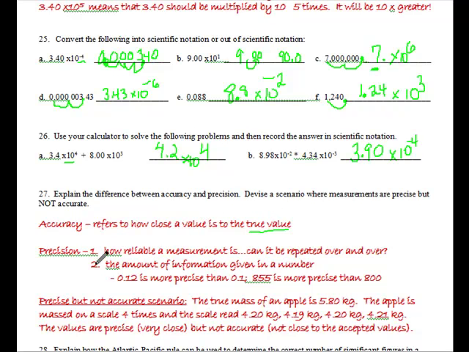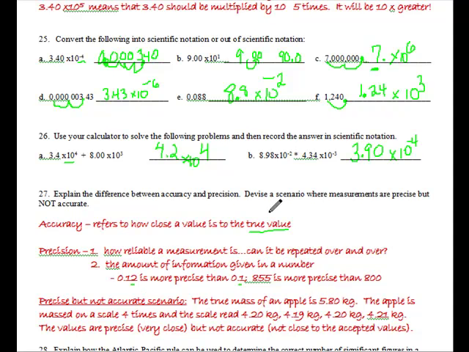Precision, there's two definitions for precision. One is how reliable a measurement is. Can you get that same number over and over? The other definition is how much information is given in a number. 0.12 is more precise than 0.1, because we have more information, we go all the way out into the hundredth spot versus just the tenths. 855 is more precise than just 800.